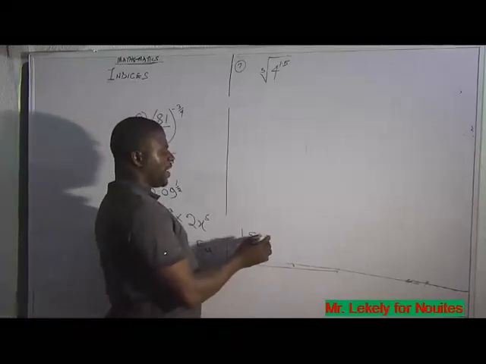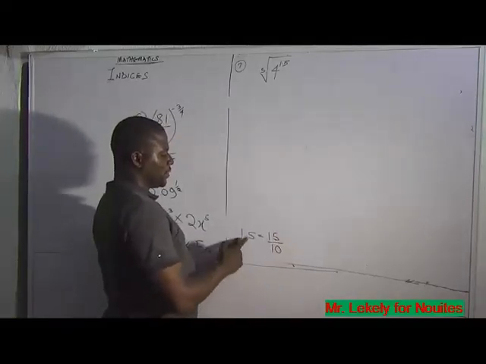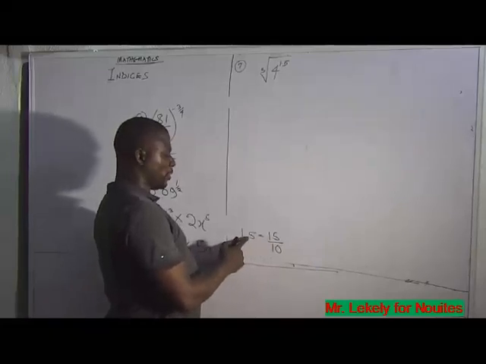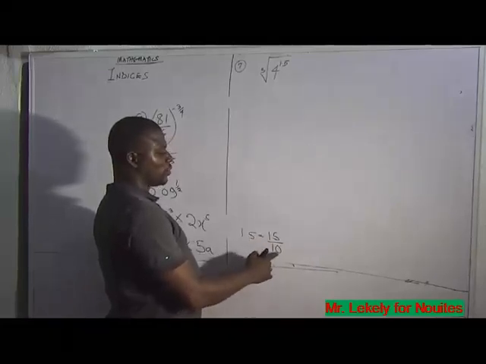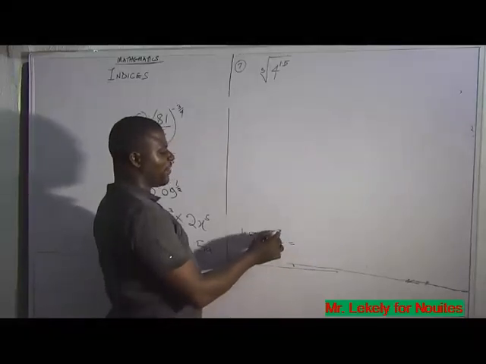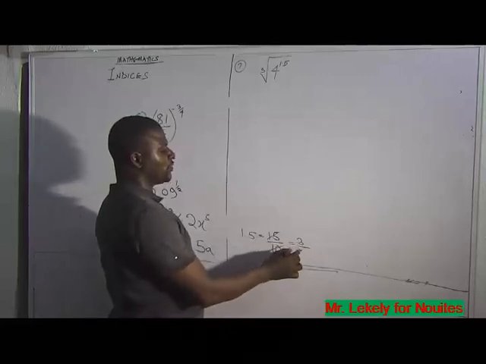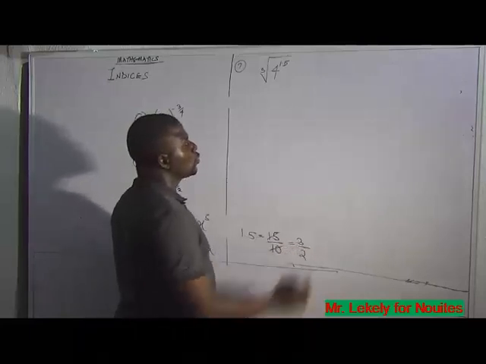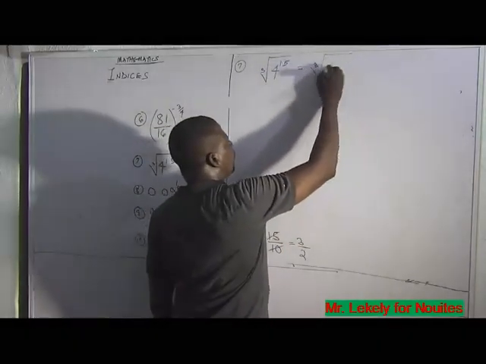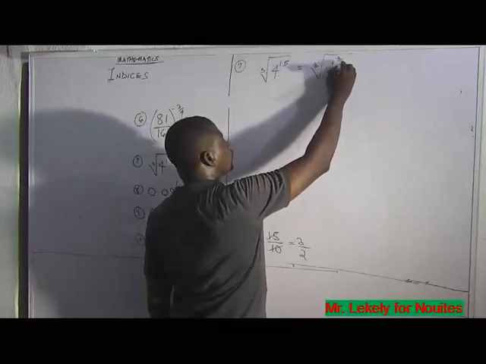So 1.5 is the same thing as 15 over 10. That is, write the numbers together. How many numbers do I have after the point? 1 number, so write 1 0. Now, what can go in the 2? 5 can go in 2 to give you 3. 5 can go in 10 to give you 2. So that means I can rewrite this as cube root of 4 raised to the power 3 over 2.